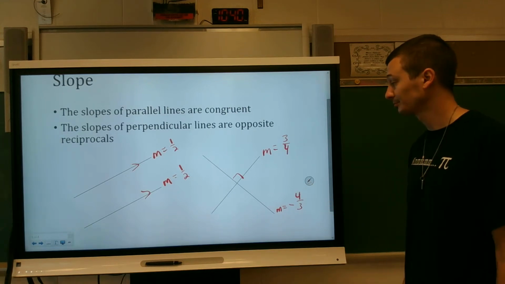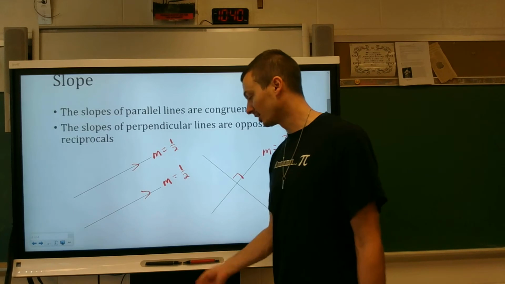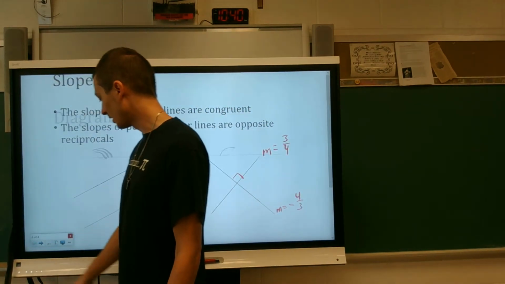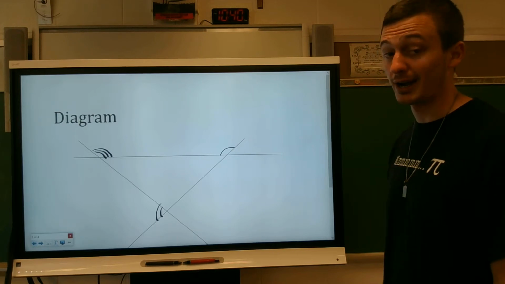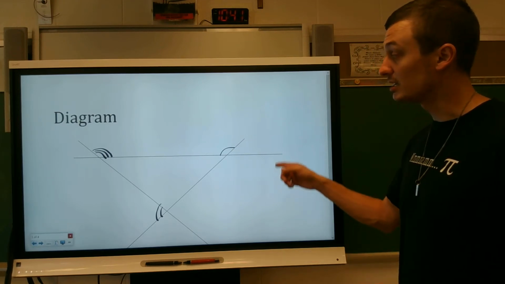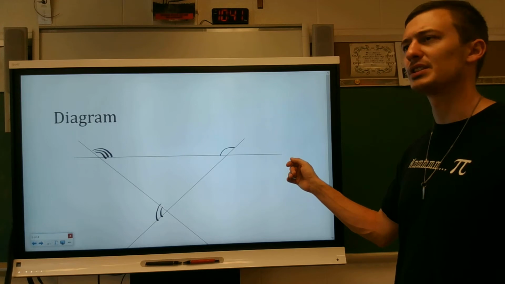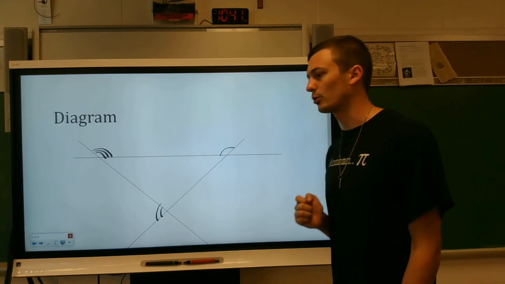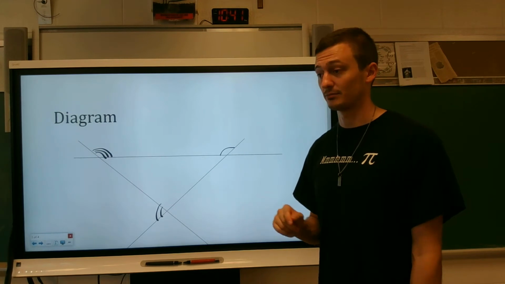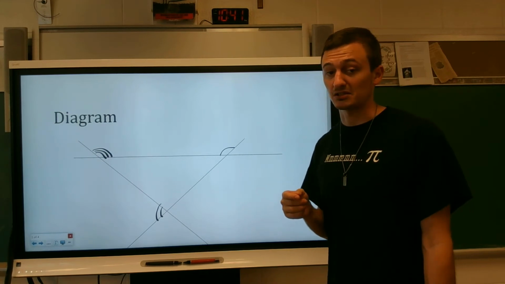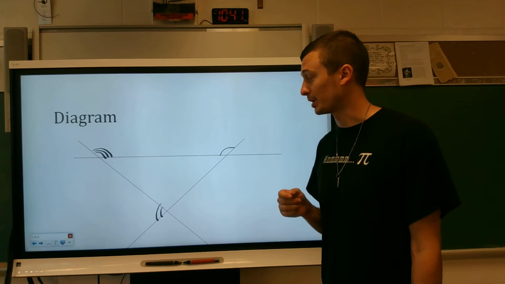That's it. Now, maybe a little extra information about this. I'm not sure how much of this you need to know right now. But I think most of you already know this, that the sum of the interior angles of a triangle is always 180 degrees. Always. It's just a little extra piece of information for you.